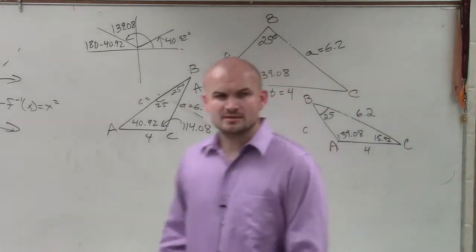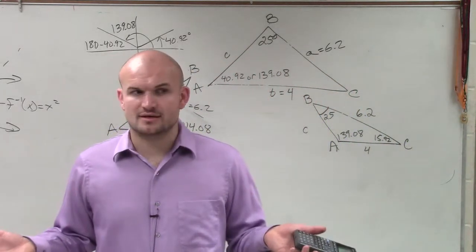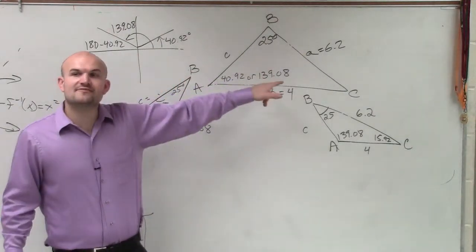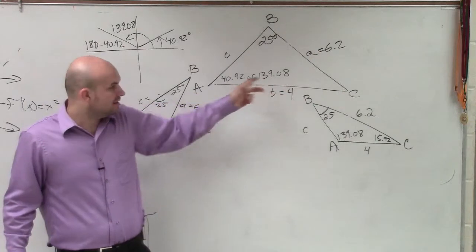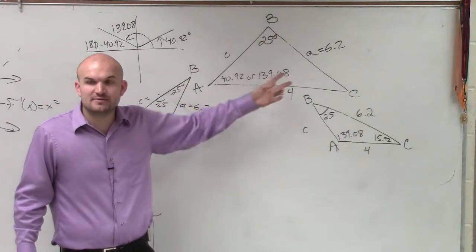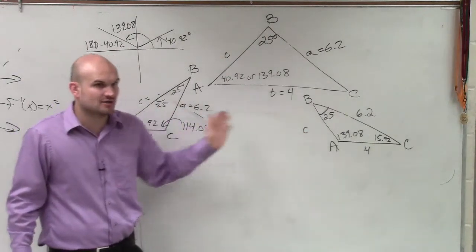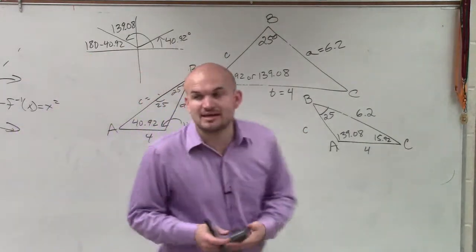OK? Does everybody see what I did? I took the two cases, and I created two triangles. Again, I'll go up to this. Once I found the two angles, Caroline, A could either be one of these two angles. So I drew two separate triangles, because now I need to find my length of C.